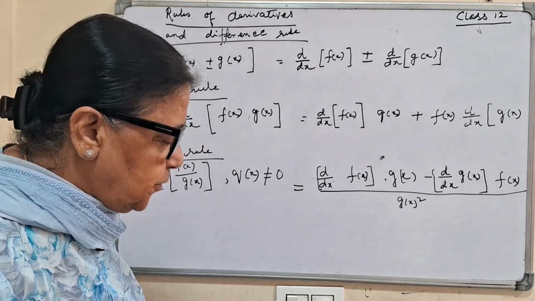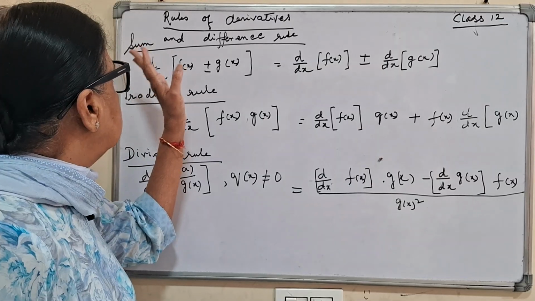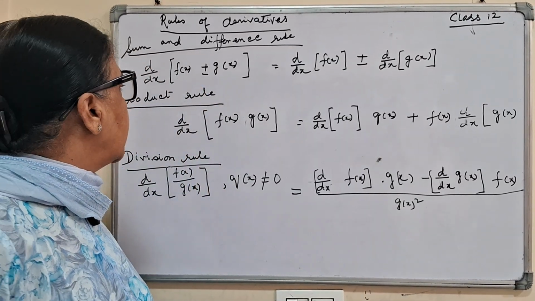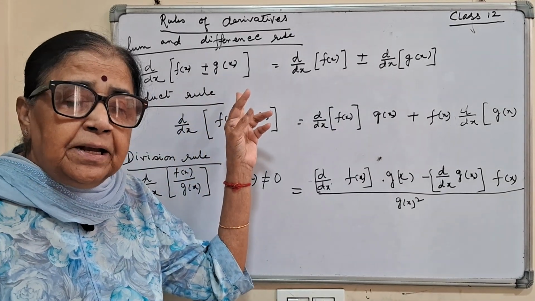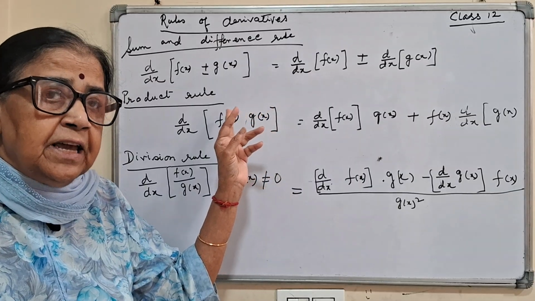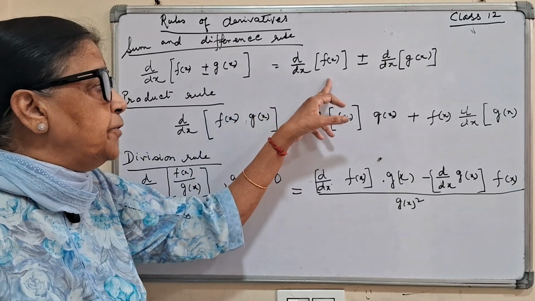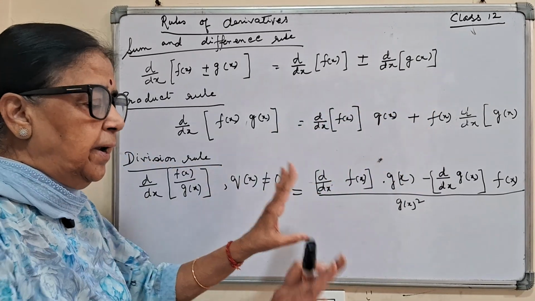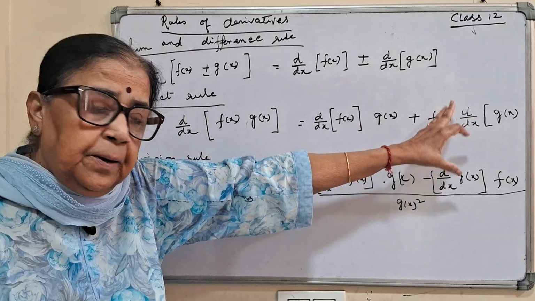Rules of derivatives. The first rule is the sum and difference rule. That is, d/dx of f(x) plus or minus g(x) is equal to d/dx of f(x) plus or minus d/dx of g(x). We separate each term and differentiate each term separately.